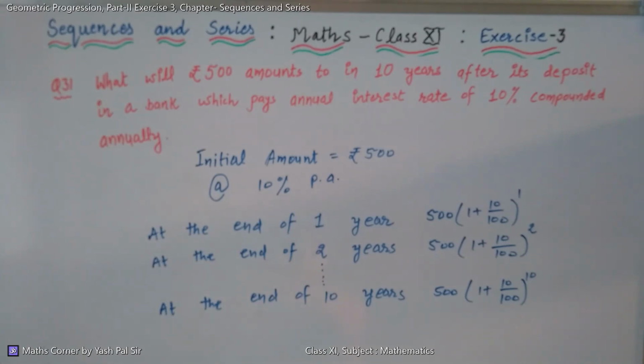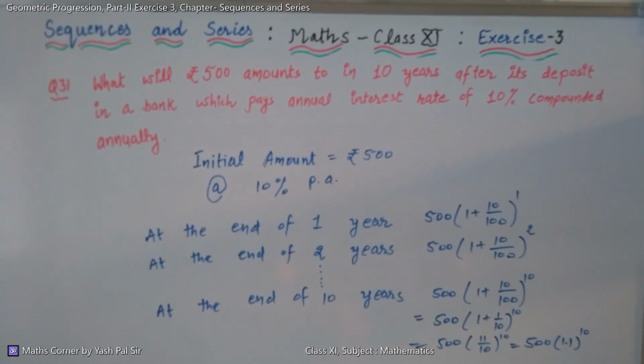Right? Now solving this, we have 500 into 1 plus 1 upon 10 raised to power 10. That means 10 plus 1, 11. 500 into 11 upon 10 whole raised to power 10. That is equal to 500 into 1.1 raised to power 10 is the required answer.